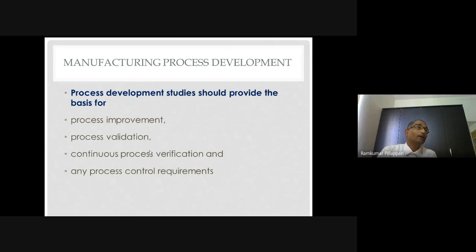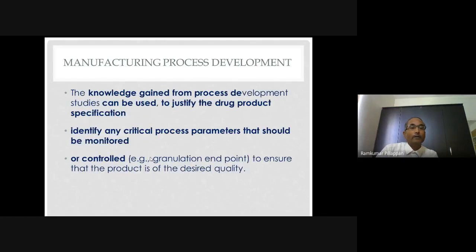So when you repeat the batches with either the same process parameters or a range of process parameters within the design space, you can validate, yes, I get the same quality, even if there is a slight change in the rotation of the pan, or a slight change in the spray rate within the design space, it will not affect my product quality. So there are many controls and requirements. So the knowledge gained is very important to justify.